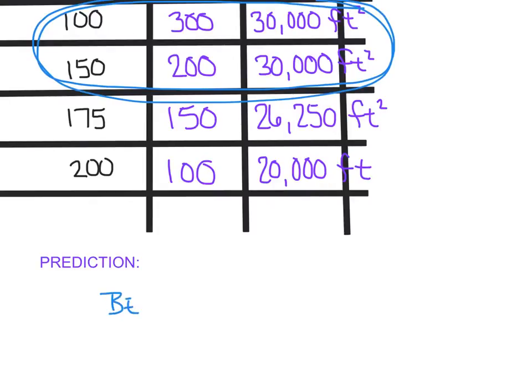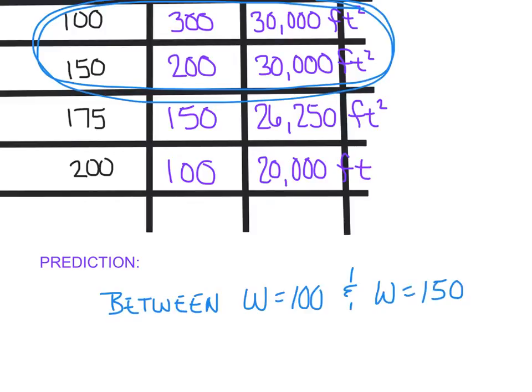Somewhere between W equals 100 and W equals 150. So I guess if I just split the difference, technically my prediction is going to be to let the width be 125.